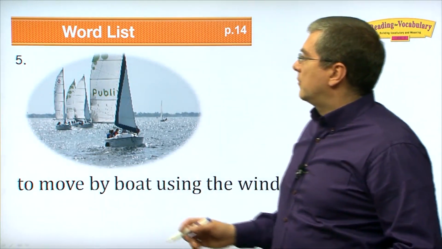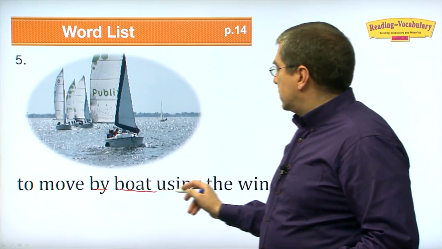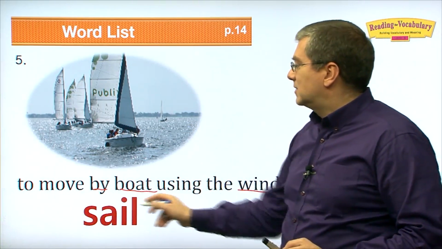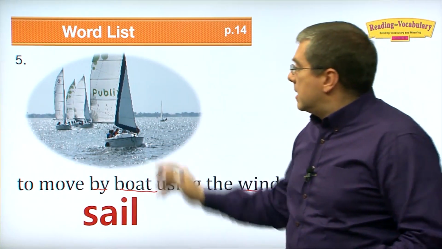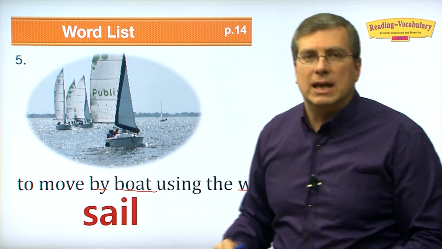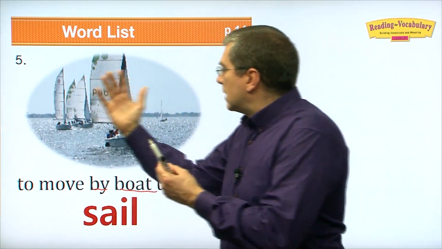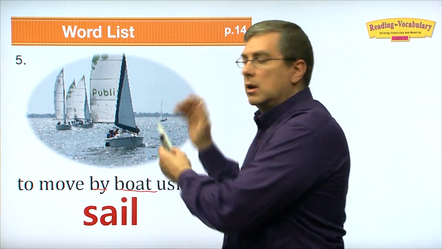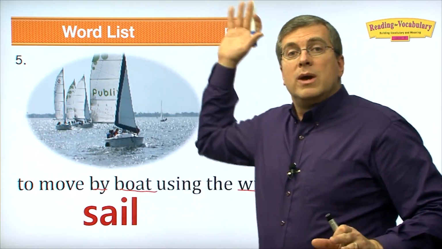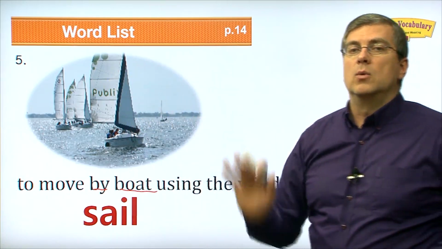Okay, next one. Number 5, nice picture, right? Sailing on a boat. To move by boat using the wind. To sail. These people are sailing. They are going across the water, not with an engine, right? They're using these big pieces of cloth, and the wind is blowing them across the water. So they are sailing. To sail means to go across the water with the power of the wind, not with an engine, with the power of the wind.